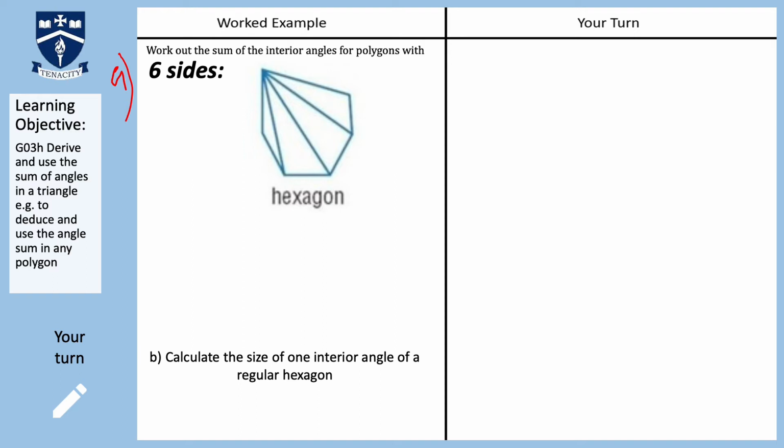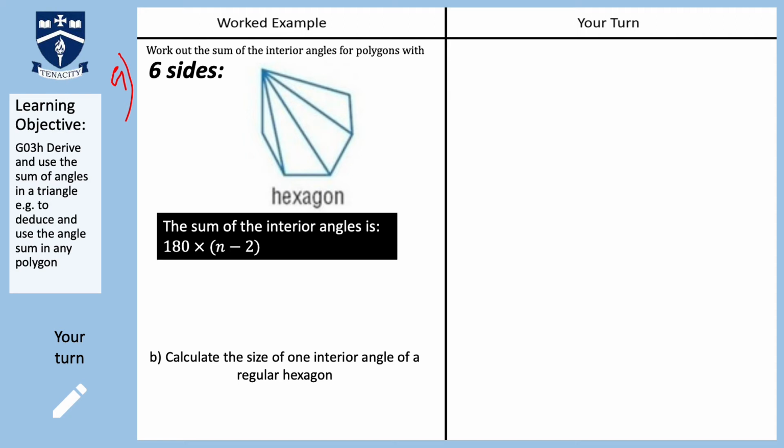We know the general formula for working out the interior angles in any polygon is 180 multiplied by n take away 2. In this case, our n is 6, so we substitute in the 6. N is number of sides, 6 sides. Therefore, it would be 180 times 6 take away 2. 6 take away 2 is 4. 180 times 4 equals 720 degrees. Therefore, the sum of interior angles in this hexagon, or any hexagon, is 720 degrees.